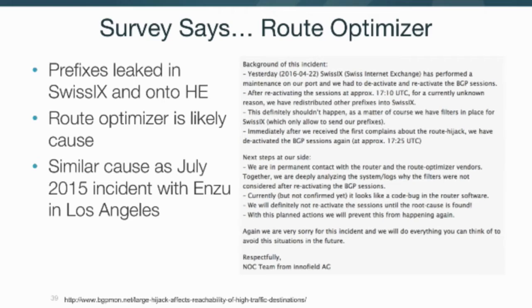And then when we looked at the actual incident and the explanation that was given, it turned out that it was an accidental leak that happened and was passed on to HE, which eventually passed it on to its peers or customers. We've got some indication that it was a route optimizer issue that didn't work out as per plan, but we don't have confirmed data on what exactly happened and why that occurred the way it did. And again, this is very similar to another incident that happened with Enzu in 2015, which you might be familiar with as well.